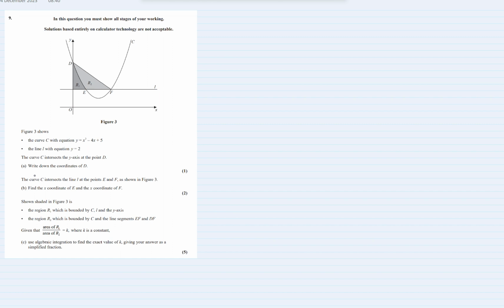And to start with, we want to write down the coordinates of D. So let's start there. So for D, we've got x equals 0, and x equals 0, y equals 5, if we're looking at the equation of our curve. So that means that our point D is equal to the point (0, 5). So we found the coordinates for the point D.